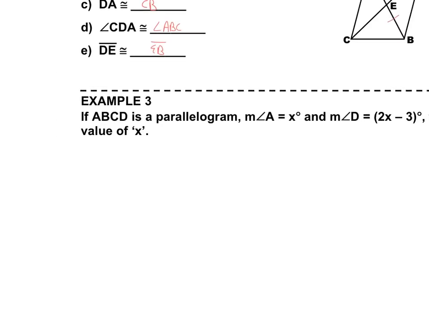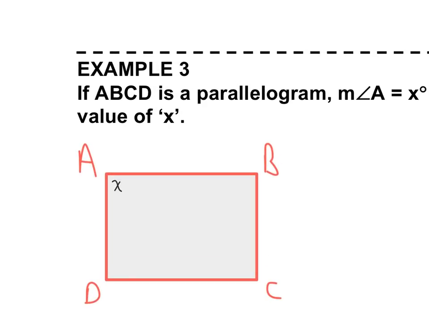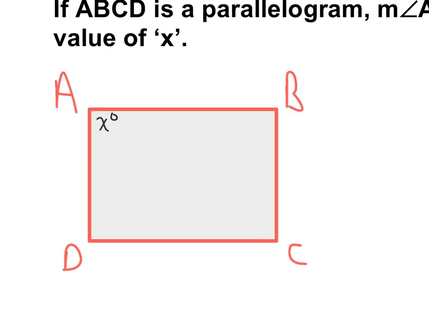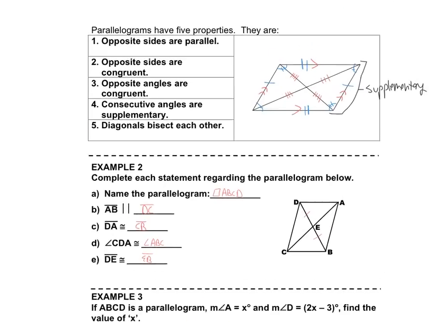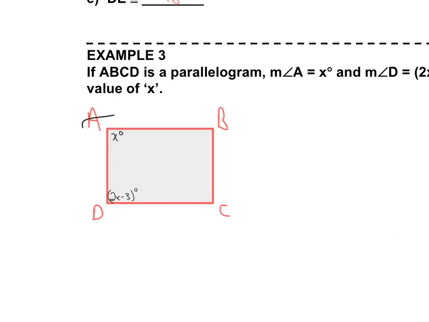So the first thing you need to do is draw it. Doesn't matter what kind of parallelogram you draw. I'm going to draw the rectangle because it's pretty easy to see, and I'm going to name it A, B, C, D. It tells me that angle A is x degrees, and angle D is 2x minus 3 degrees. And they want us to find x. Well, if I look back up here, it says that consecutive angles are supplementary. Those are consecutive angles, so they should have a sum of 180 degrees. So we add them up, and then we solve for x.